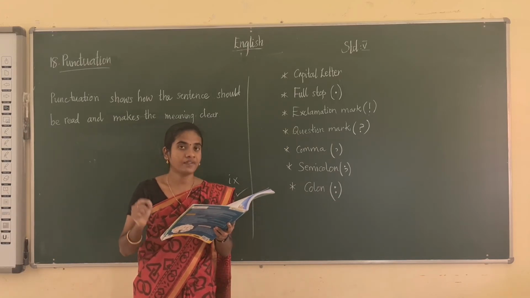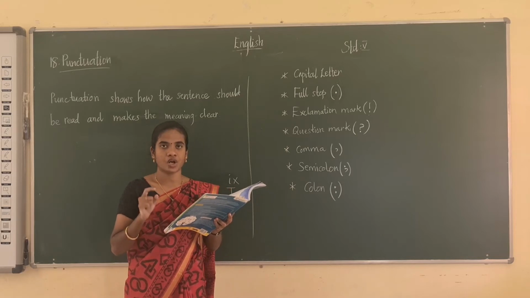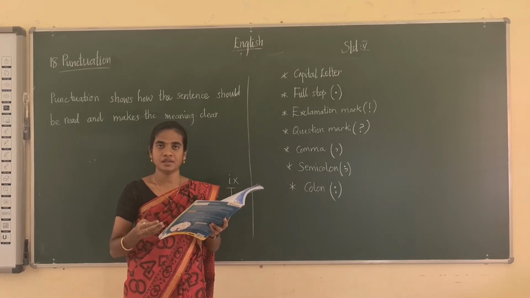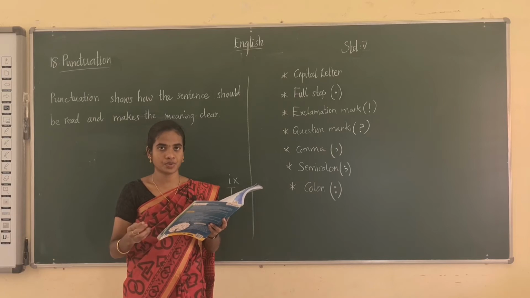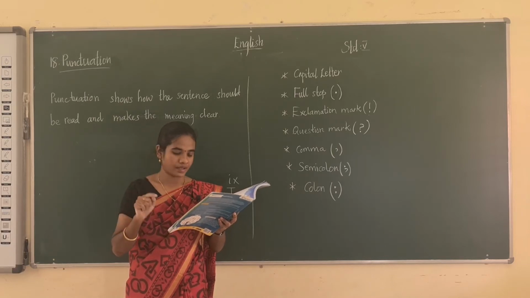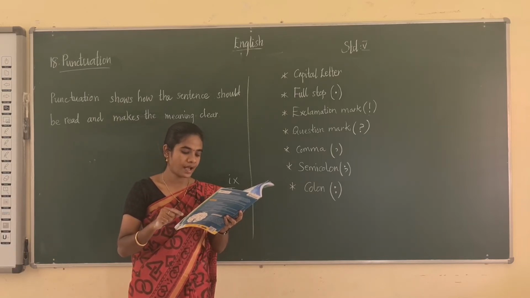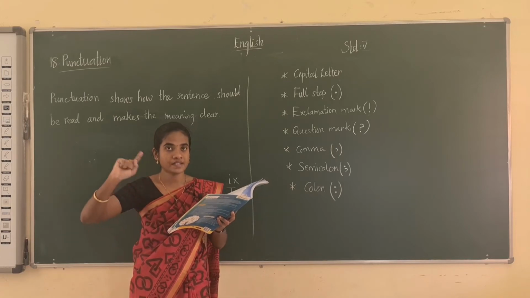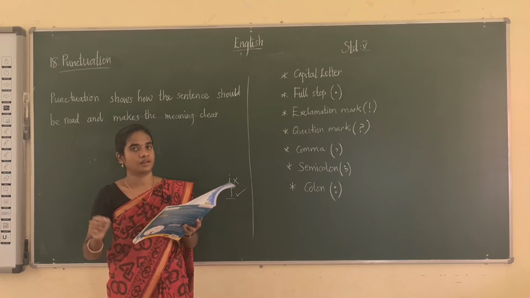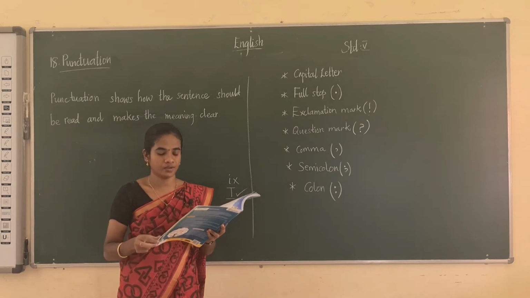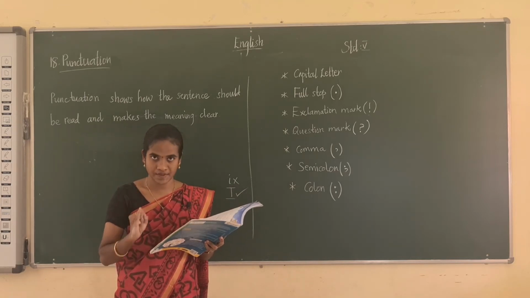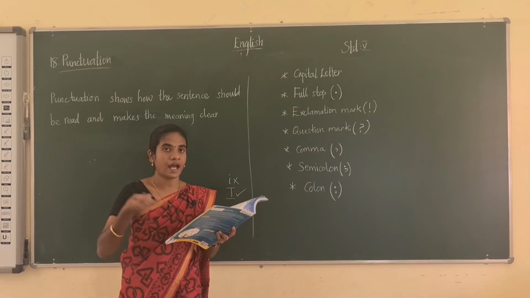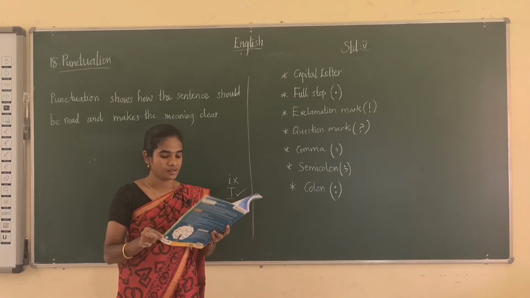Then after a question tag. We already know the question tag. So at the end of the question tag you have to put a question mark. See, for example, the maid has cooked the food, hasn't she? After that you have to put a question mark. We have already learned that, no? So for the interrogative sentence you have to put a question mark, and after a question tag you have to put a question mark.